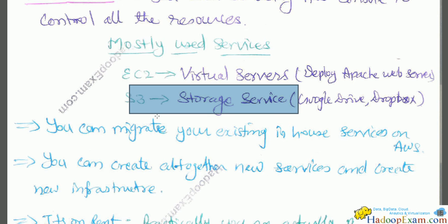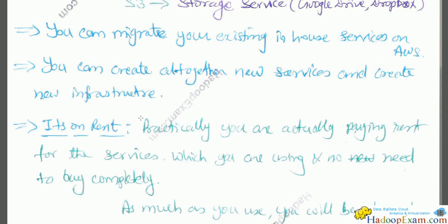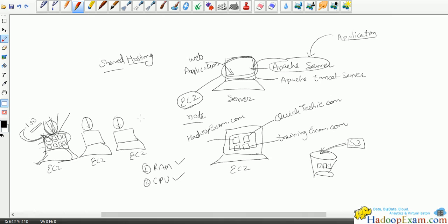Amazon has reasonable charges, so you can calculate how much is being cost overall based on the various resources you use. In many places you will find examples of how to calculate the pricing. Okay, so it's rent. Practically you are paying rent for the services which you are using, and no need to buy completely. So you are not going to buy any server here, correct? You are just having one EC2 instance created, and you are paying the rent.